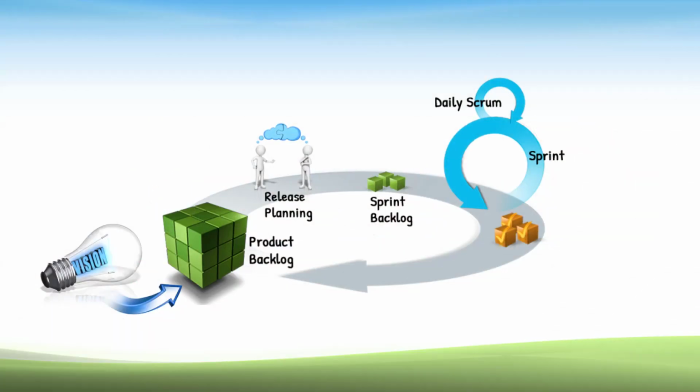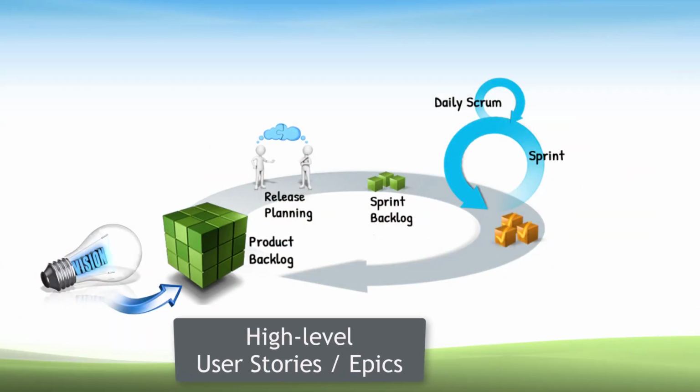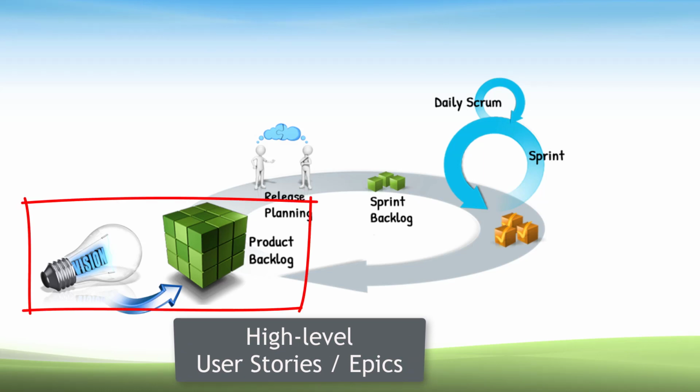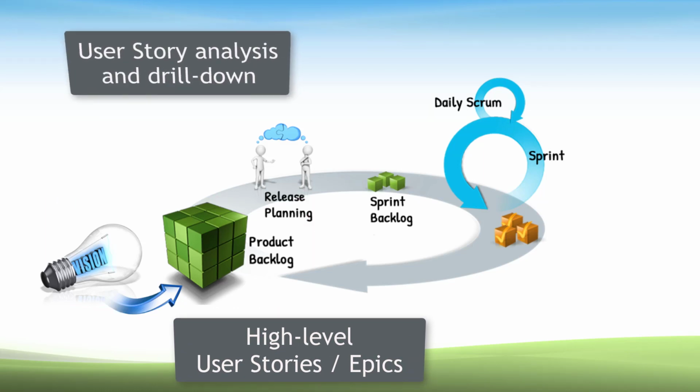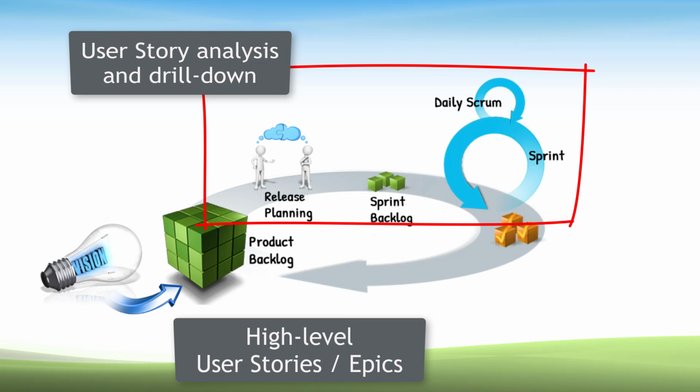To start with, high-level user stories and epics that clarify the product vision need to be elicited to seed the product backlog. An analysis and drill down of those user stories is going to reveal details of the stories shortly before and during development, meaning at the last responsible moment.